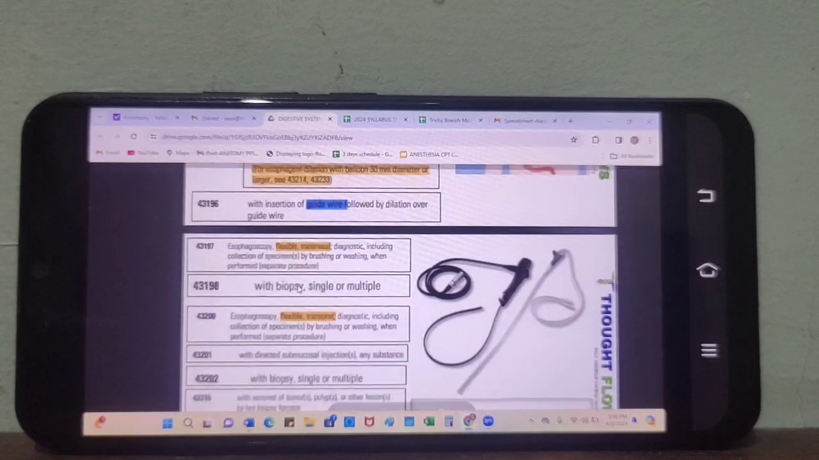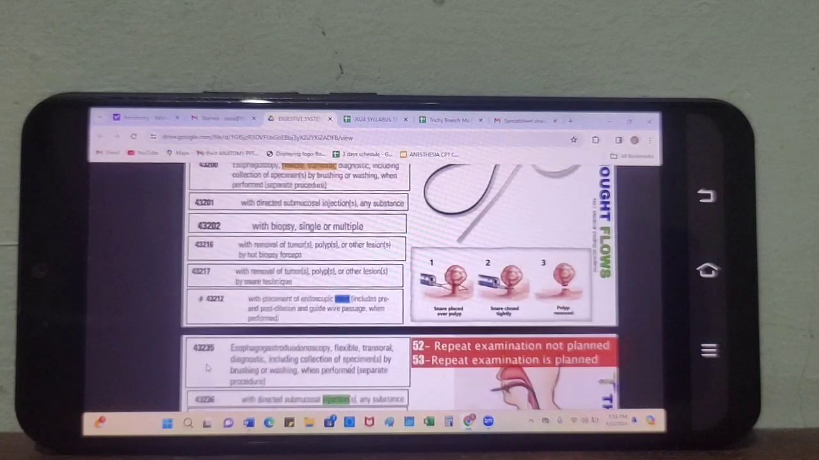This is the code section for the same, but the scopy was inserted through nasal. Flexible transnasal, same like that. Brushing, washing, 197. Biopsy, 198. And see here, flexible oral, brushing, washing, 200. Submucosal injection, 201. So the reasons are the same, guys.